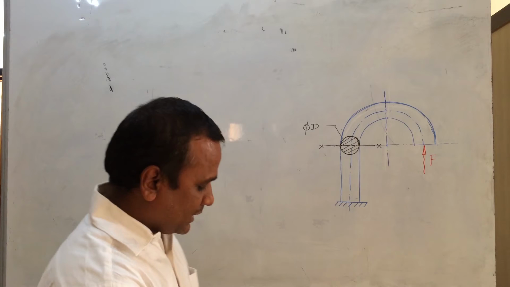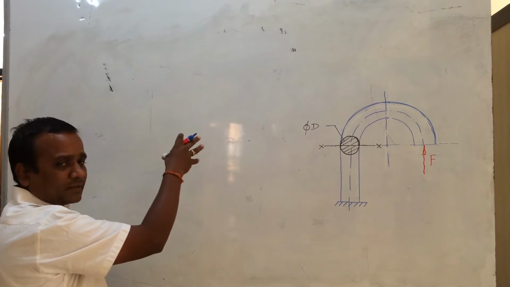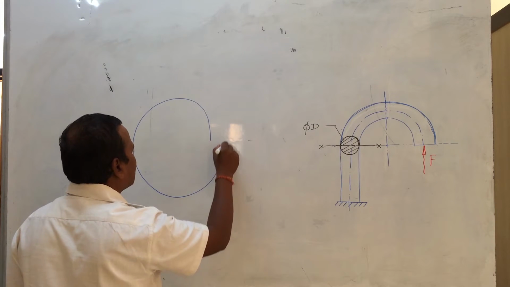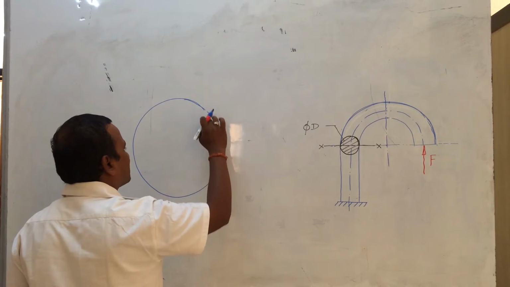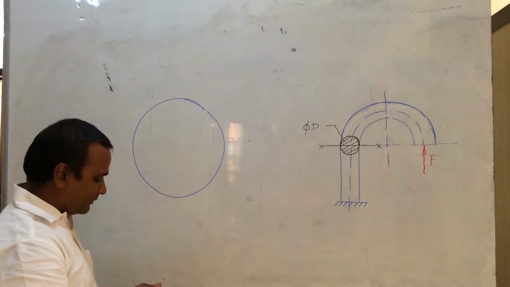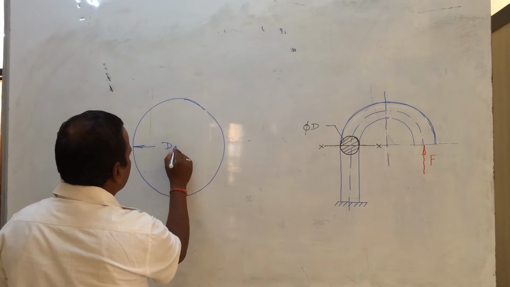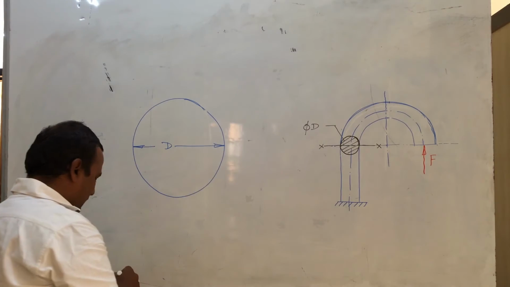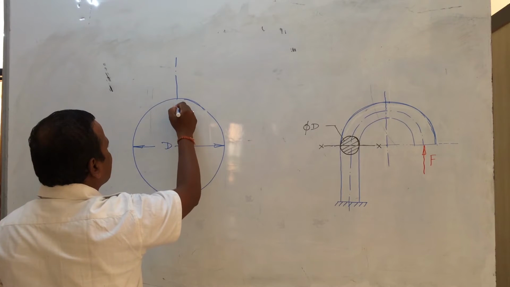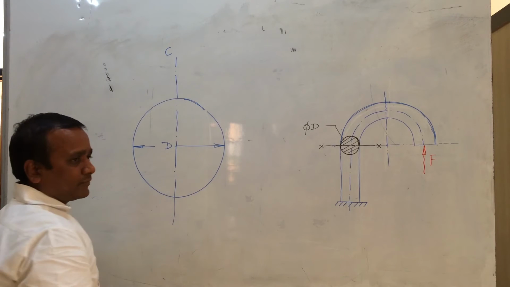As usual, I'm going to draw a circle extracted from there. So the geometrical constraint is round, which is of diameter capital D. And again, as usual, the center of this whole circle I take as an axis, which is the centroidal axis. I call it C.